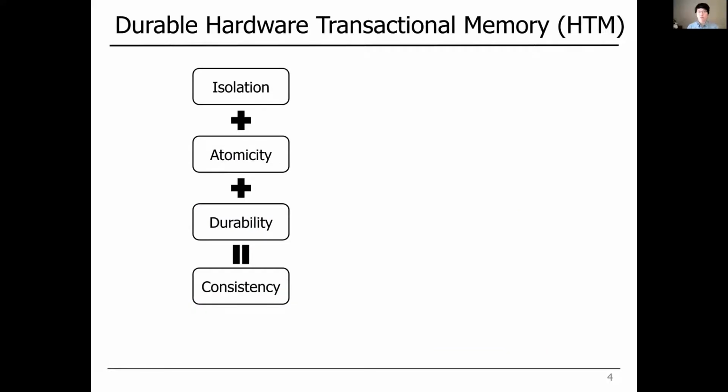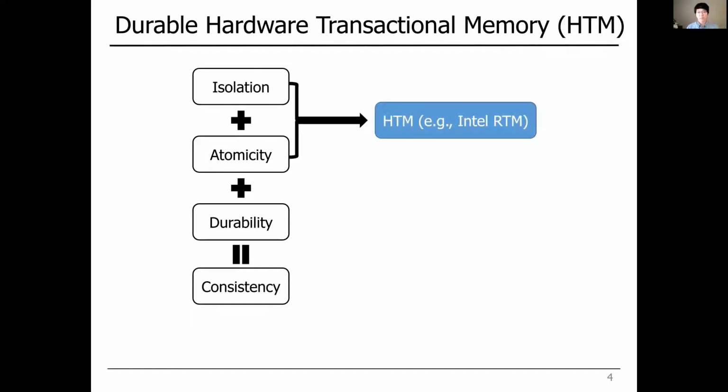In this study, we leverage hardware transactional memory, HTM, to support durable transaction. ACID properties are not independent, but correlate with each other. For example, isolation, atomicity, and durability provide consistency. To guarantee isolation and atomicity, this study used HTM, such as Intel's RTM. HTM is responsible for detecting data races at runtime and serializing them as needed.